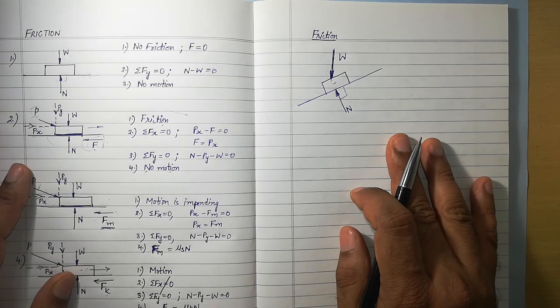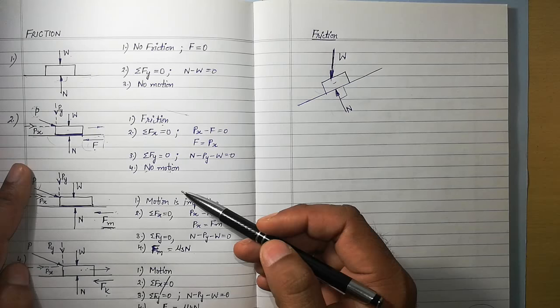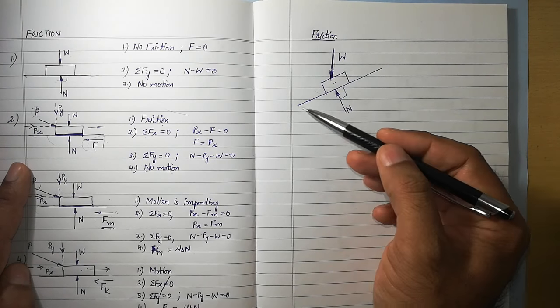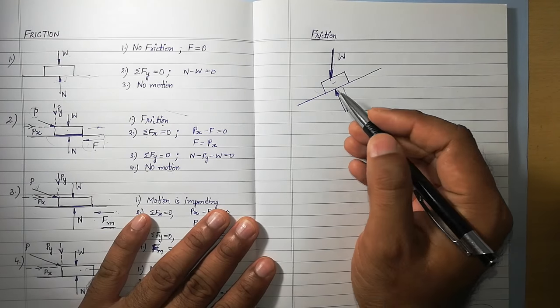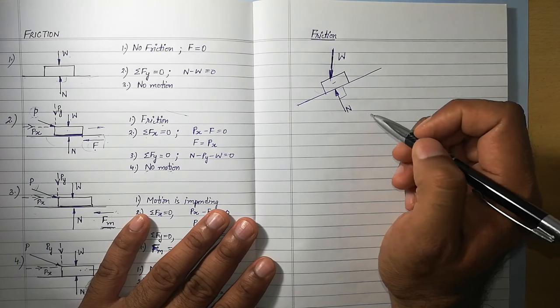Why? Because in the friction chapter we will be dealing with many problems in which a body will be placed on an inclined surface. So you must understand these cases for a body placed on an inclined surface. So we are taking the first case when the body is placed on the inclined surface. So suppose no external force is acting on the body.